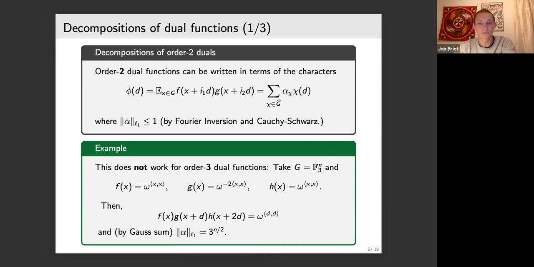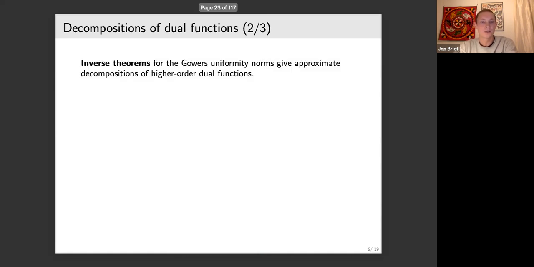However, there's something you can do if you are willing to move away from decompositions in terms of characters. And you can do this using so-called inverse theorems for the Gowers uniformity norms. They allow you to approximately get decompositions for higher order dual functions, so dual functions of order higher than 2.